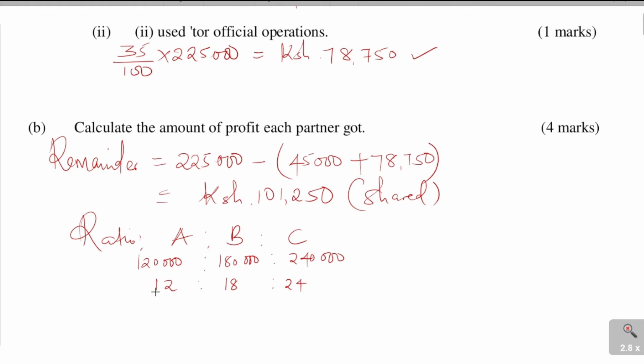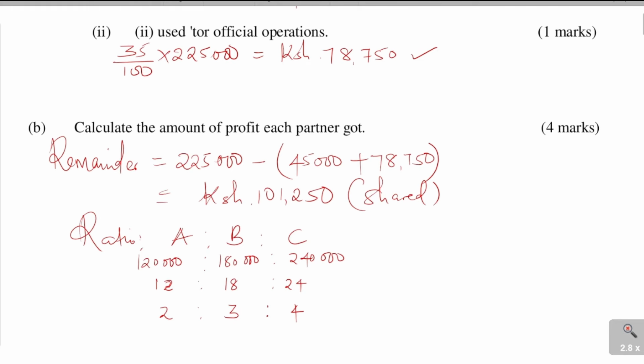Then you divide again by 6. Dividing everything by 6, 12 gives 2, 18 gives 3, and 24 gives 4. That is, when you divide the ratio 12, 18, and 24 by 6. Now that is the ratio simplified.